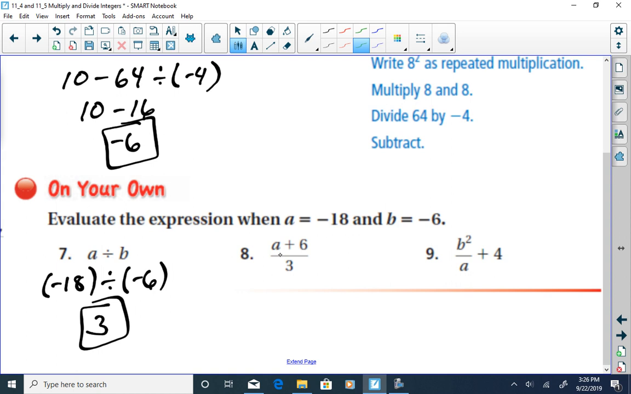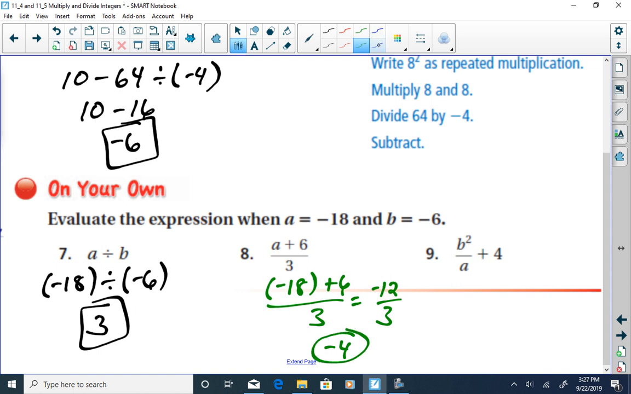Next example, a plus 6 divided by 3, and a is negative 18. So that's negative 18 plus 6 divided by 3. I take care of the numerator first. Negative 18 plus 6, that's going to be what? That's going to be negative 12 over 3, and negative 12 over 3, that's going to be negative 4.